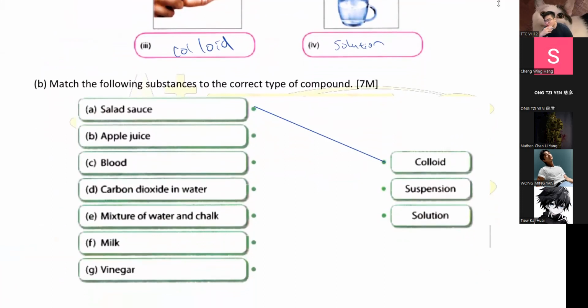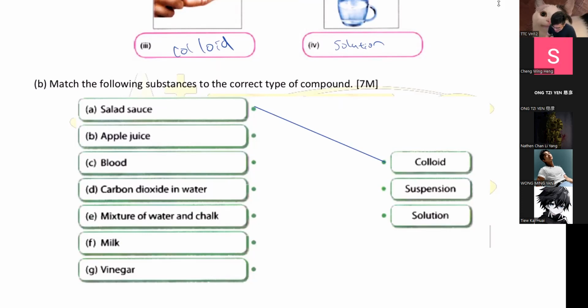Guys, apple juice can be colloid, can be solution, isn't it? Because apple juice is kind of clear, but it's not fully clear though. Okay, you know what? I can read this thing first.